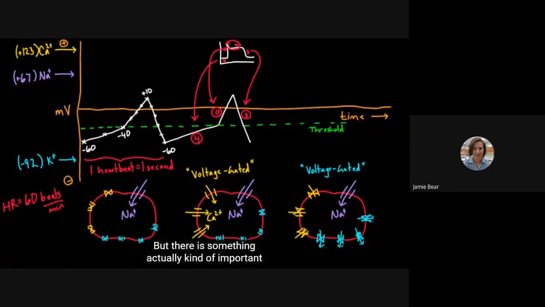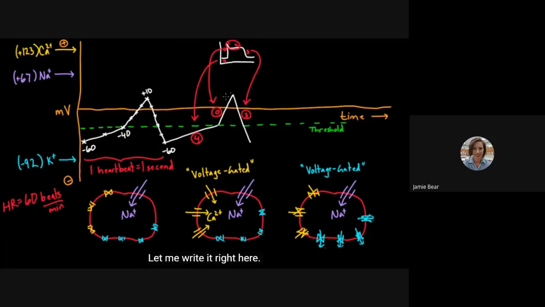But there is something kind of important I want to point out when comparing the phase 0 here. So in the pacemaker cell, the phase 0, right here, it might seem pretty fast to you and I. It happens, let's say, in about 1/10 of a second or about 2/10 of a second. But in fact, it's actually a little bit slower. Let me write it right here. It's actually a little bit slower than what happens with the heart muscle. This one is actually faster. I'm talking specifically about phase 0.